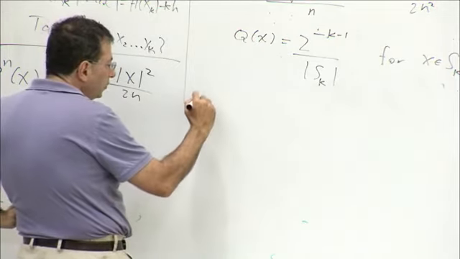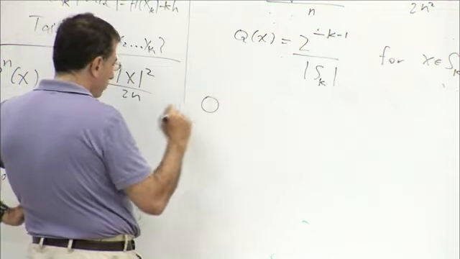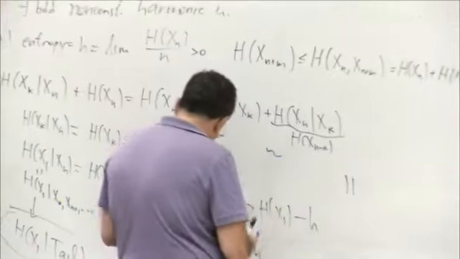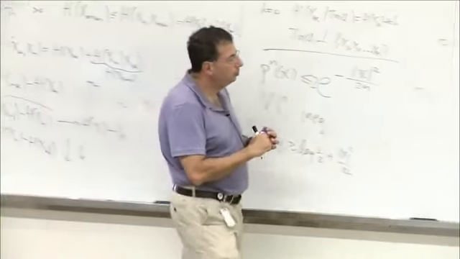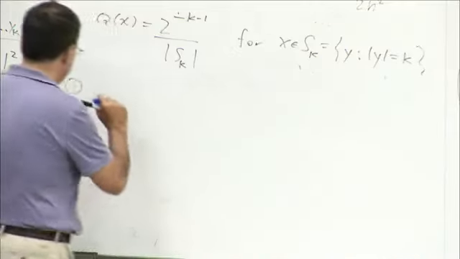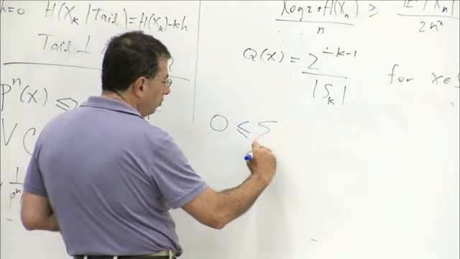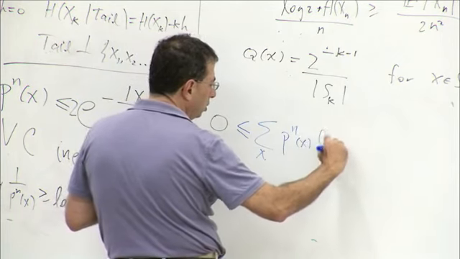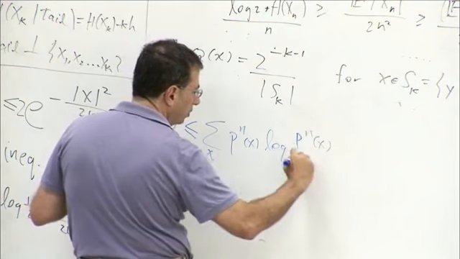And the basic relative entropy inequality tells us that 0 is at most the sum over x of P_n of x log P_n of x over Q of x.